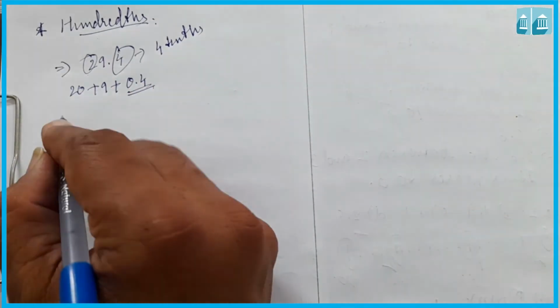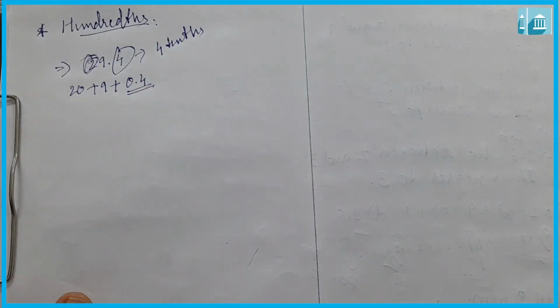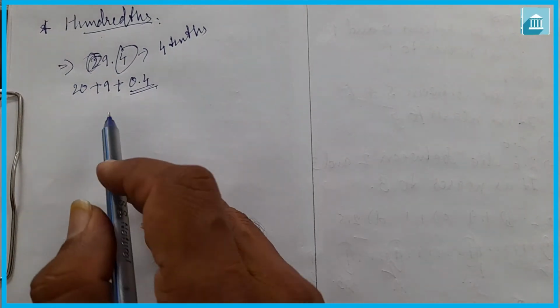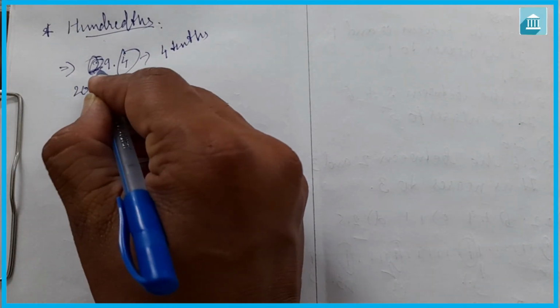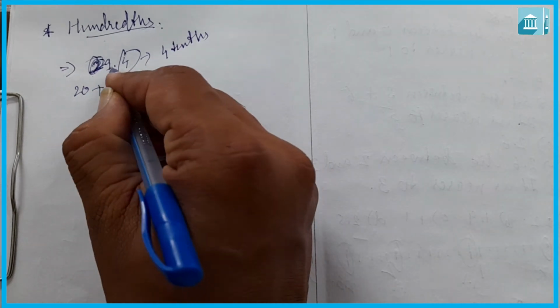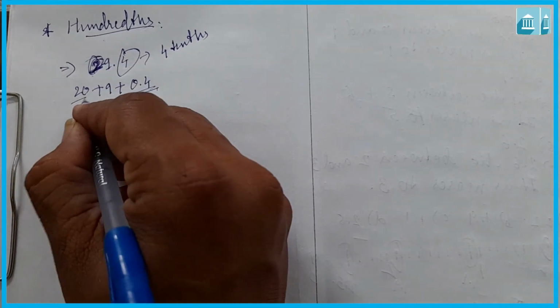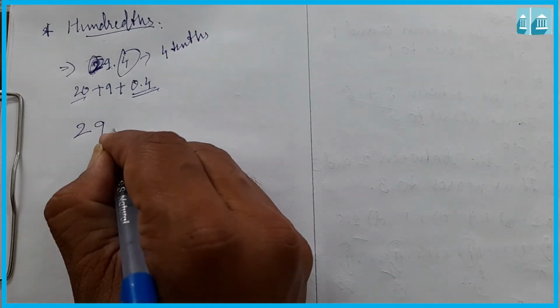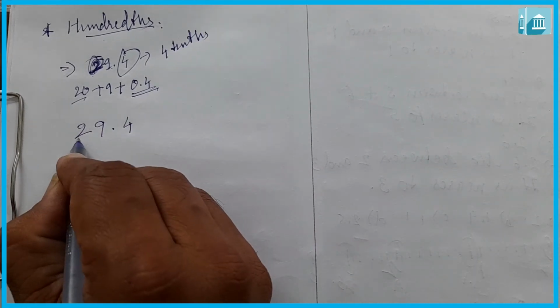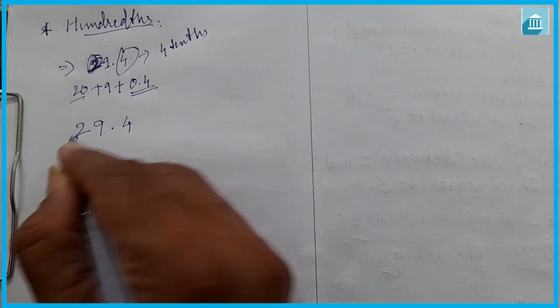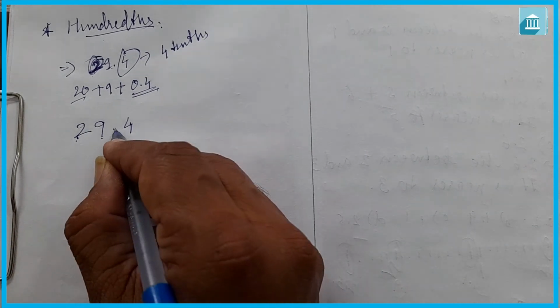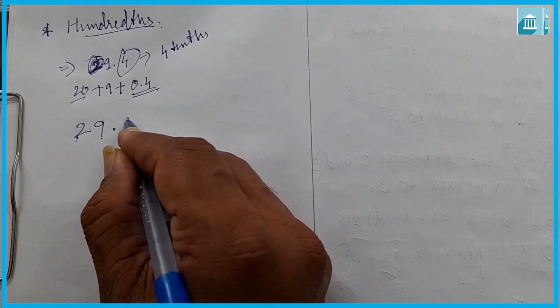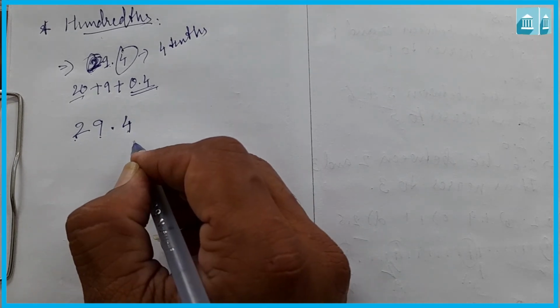So in the same way, the place value of 2 in 29.4 is 2 tens, that is 20. 9 is 9 ones, and 0.4 means the place value of this 4 is 4 tenth.